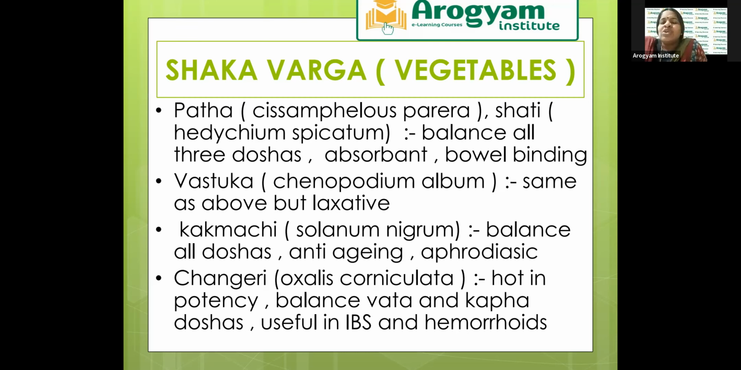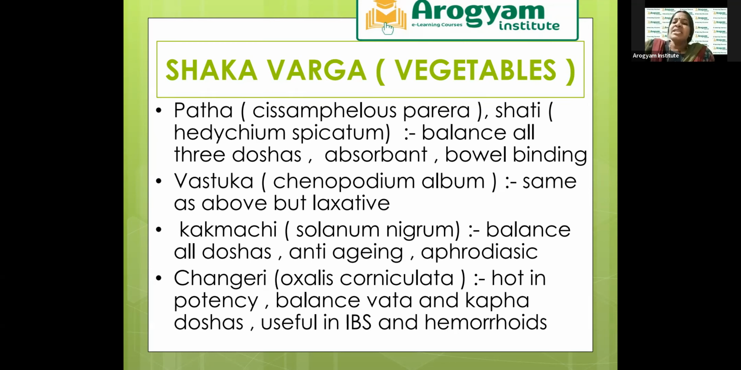They are very good absorbent and bowel binding. Vastuka is Chenopodium album, same as above, but it is laxative. Kakamachi is Solanum nigrum. It can be considered as makoy. It balances all doshas. It is a very good anti-aging agent and a good aphrodisiac.